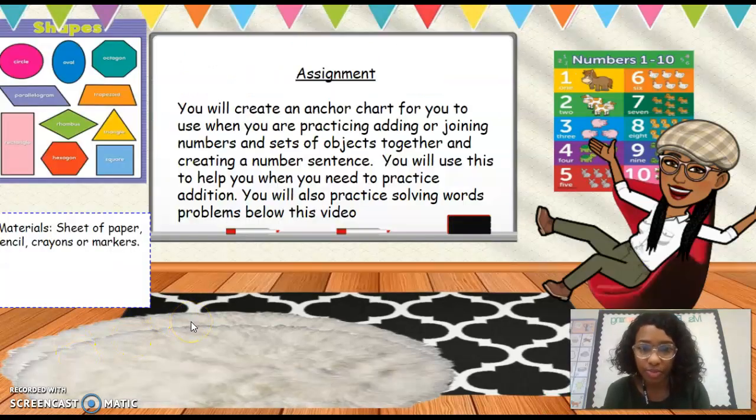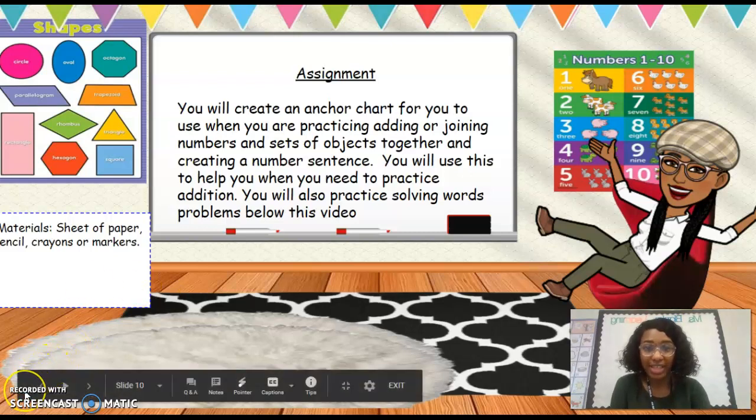Good job. All right, so for your assignment, you will have 2 assignments, okay? Your first one, you will create an anchor chart that you will use when you are practicing adding or joining numbers and sets of objects together. You will also create a number sentence on that anchor chart. And your other assignment is you will be practicing solving word problems below this video, okay? Good luck, and make sure if you need help, you can watch this video as many times as you need to. All right, see you soon.